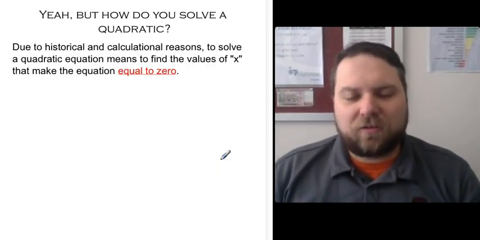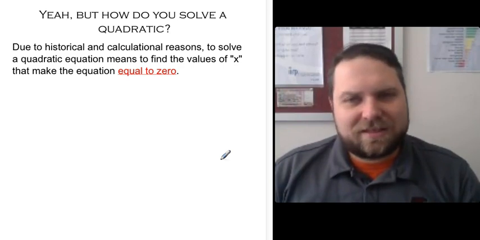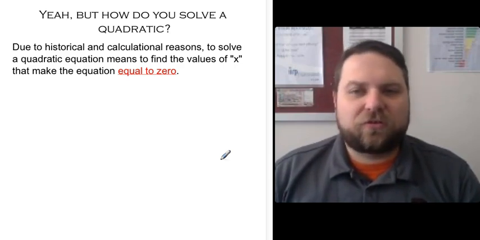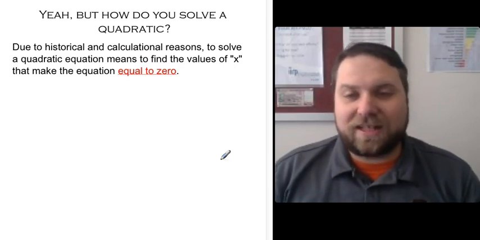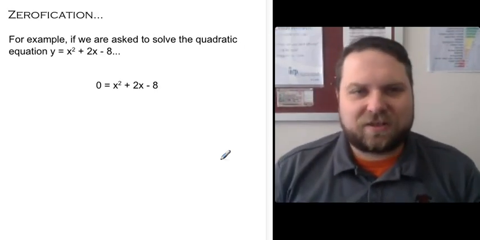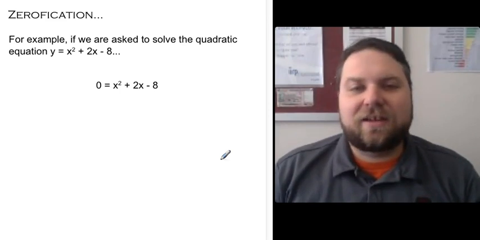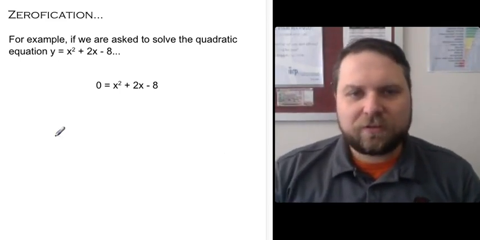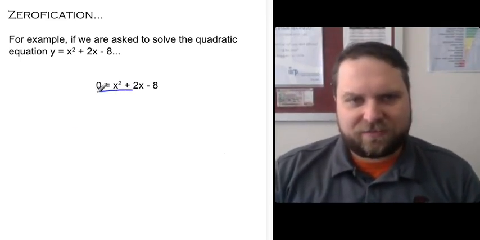Well, when we're dealing with a quadratic, that is still the case. We're still looking for the value of x that makes the equation true, but for a variety of reasons, that being true means what happens when it's equal to 0. So when we look at an equation, for instance, y equals x squared plus 2x minus 8, if we're going to be solving this quadratic equation, we're going to replace that y with a 0, and we're going to try and solve this right here.